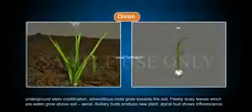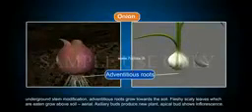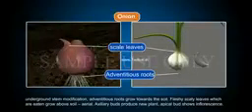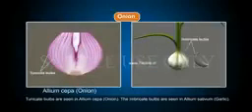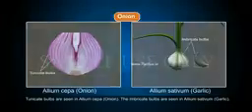Onion. Underground stem modification. Adventitious roots grow towards the soil. Fleshy, scaly leaves, which are eaten, grow above the soil, aerial. Axillary buds produce a new plant. Apical bud shows inflorescence. Tunicate bulbs are seen in Allium cepa, onion. The imbricate bulbs are seen in Allium sativum, garlic.